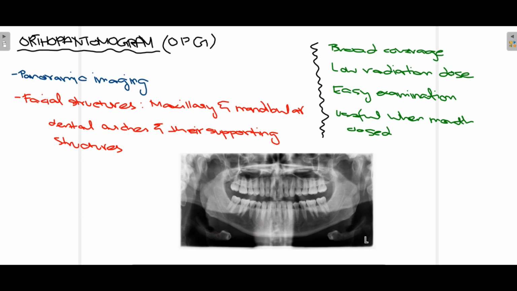Now there are certain benefits of doing an OPG in a patient, that is it offers broad coverage. You can see how many structures are visible in this, so broad coverage is offered. Secondly, the radiation dose of an OPG is comparatively less as compared to other X-rays that are used in medical sciences. Thirdly, if you can see over here, the structures are easily visible. So for a student or a dental surgeon or even for any person related to dentistry, it's very easy to examine different structures that are visible in this OPG.